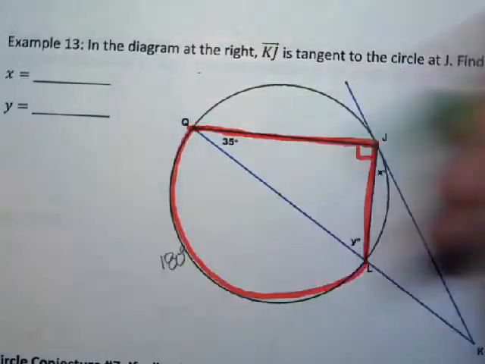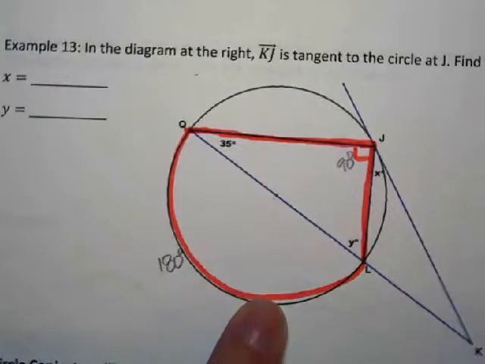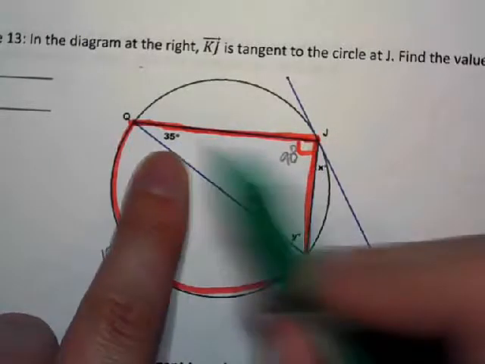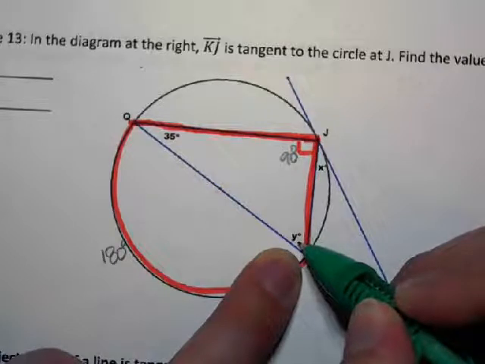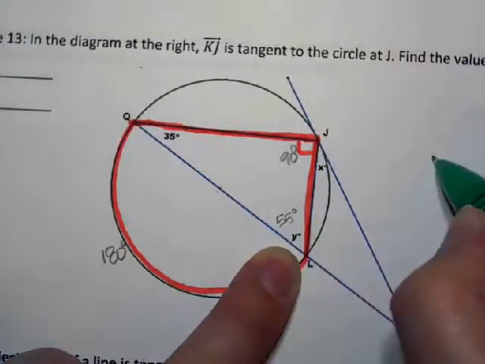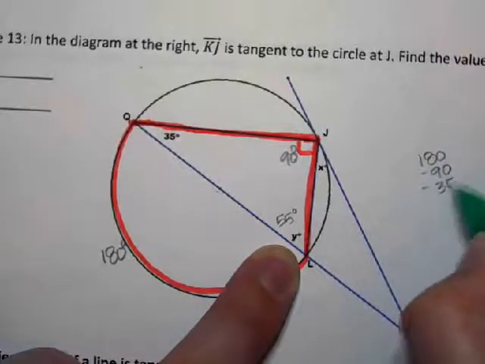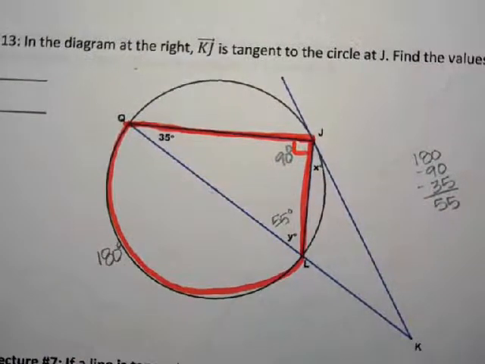How do we do that? 90 and 35, so what would y be? 55? So we can do 180 minus 90 minus 35 is 55. That's how we can solve for y. Okay. Anybody have any ideas for x?